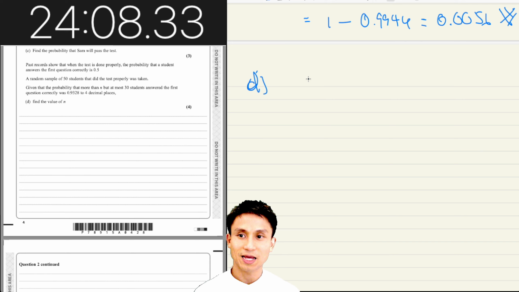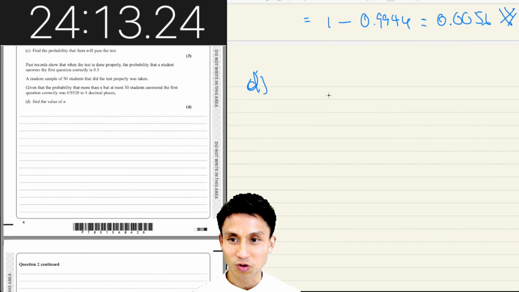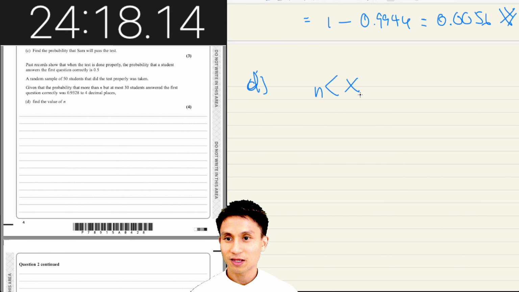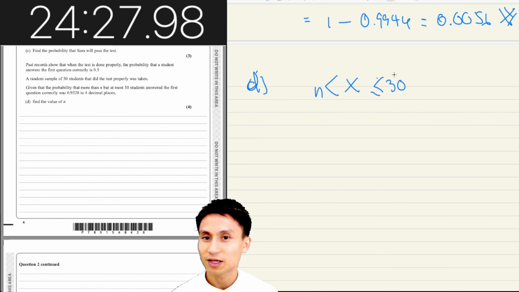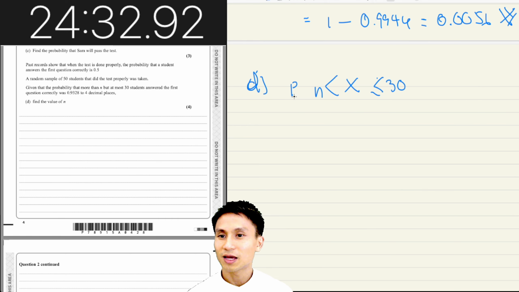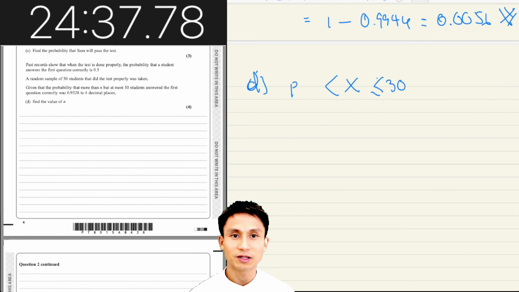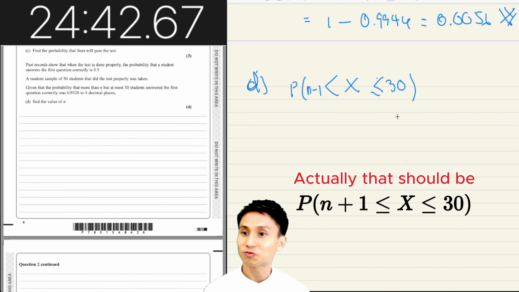50 students that did the test properly was taken, given that the probability that more than n but at most 30 students answered the first question correctly was that. At most is less than or equal to 30. Okay, so this is basically a probability, but you see more than n, so we have to go less than that by 1, right? So that's going to be n minus 1 there to the left. So we need this probability.